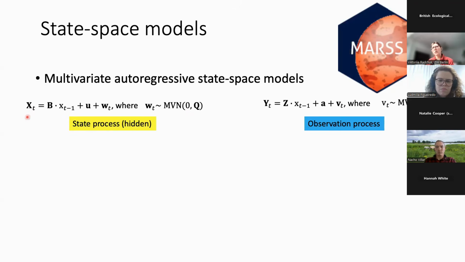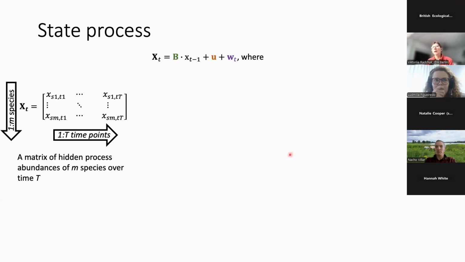So the state of the community at time t depends on the abundance of species at time t-1 and some other parameters. I will describe it in a moment. And our observation process is actually the counts that we get from our system. So it inherently usually involves some observation or sampling error. So we cannot have access to the true hidden process.